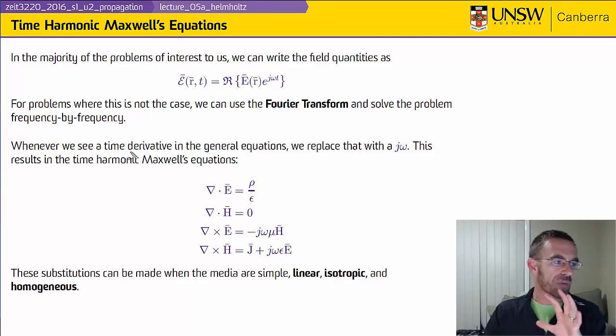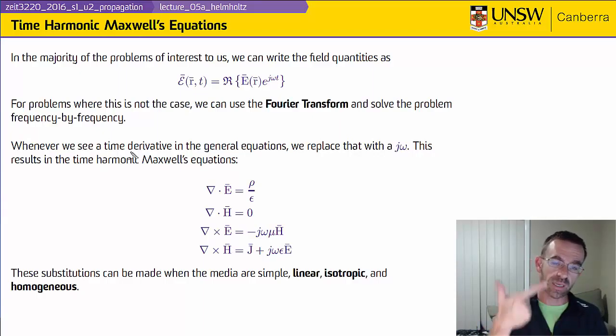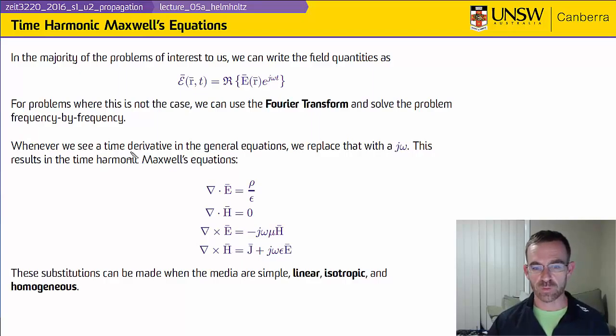The thing to keep in mind is that this form of Maxwell's equations has several assumptions built into it. First of all, I've assumed time harmonic. Second of all, I've assumed that I have simple media. If I don't have those two cases, I need to take a step back and deal with the more general form of Maxwell's equations.